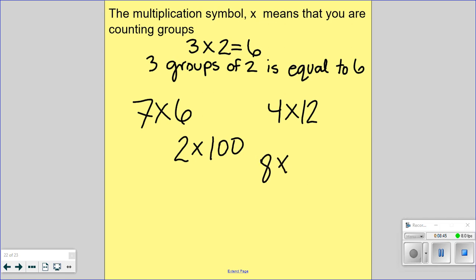What about that one? You can translate that into English. Paxton, give it a go. 8 groups of 3. Maybe I'm counting tricycles. You know what a tricycle is? They've got 3 wheels. Yeah. Maybe I have 8 tricycles, and I want to count all those wheels. 8 groups of 3. Okay. What about?